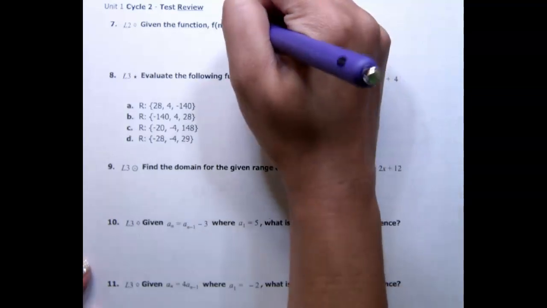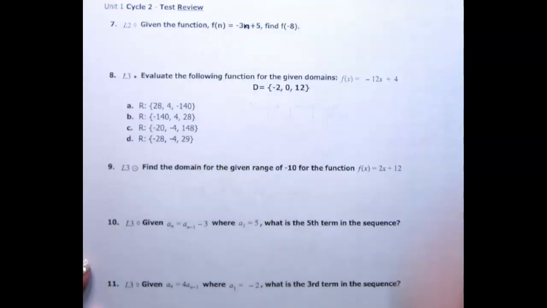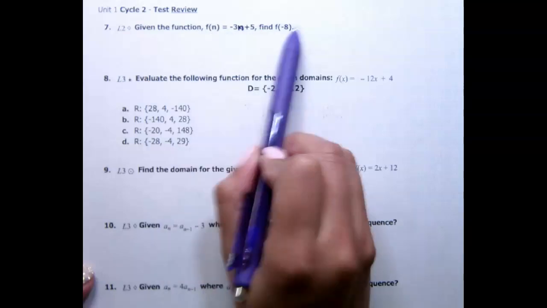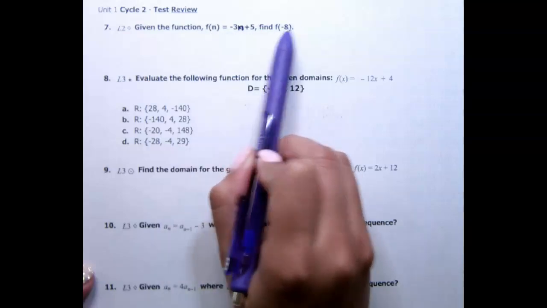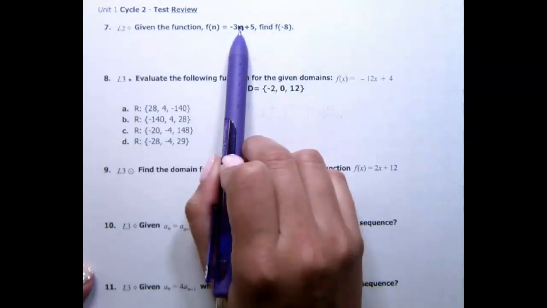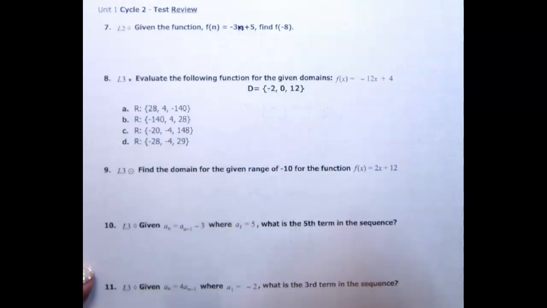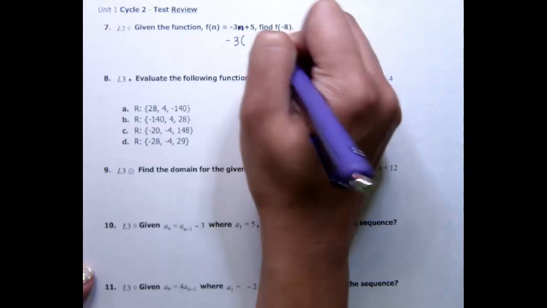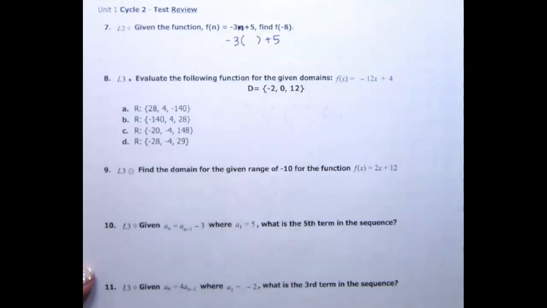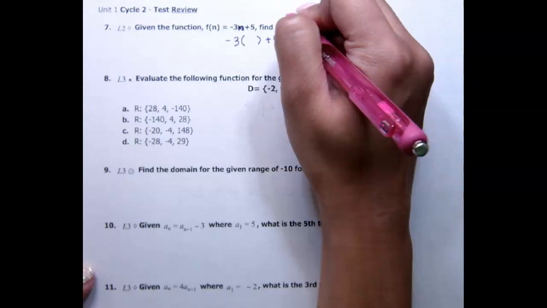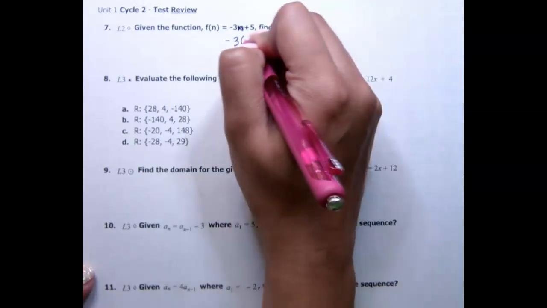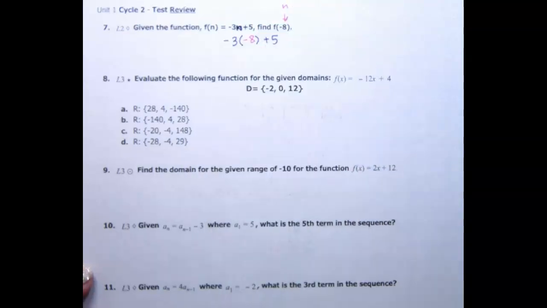Slight typo, this should be an n, but it doesn't really change anything. Here, instead of n, they gave me negative 8. So what I'm going to do is replace this negative 8 where I have an n inside my equation, or my function. So negative 3, and if I replace a variable, I have to use parentheses. Well, what did they put inside the parentheses here? Negative 8, that's my n. So I'm going to put negative 8 inside my parentheses.